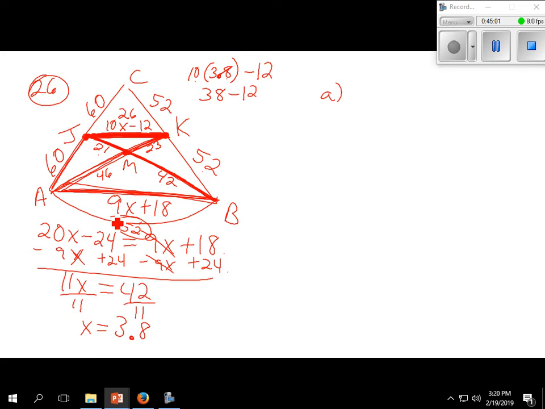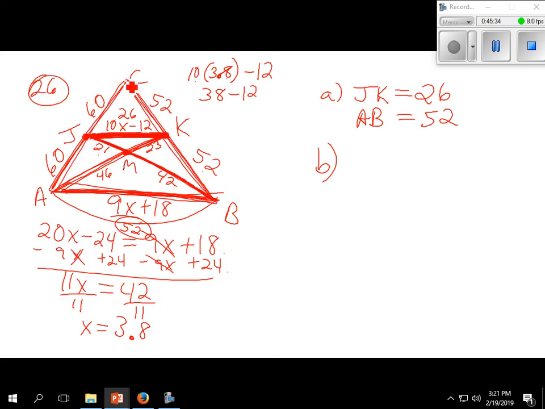Now, if we look at what they asked us to find, they said find segment JK. So for part A, JK, we just found right there, it's about 26. And segment AB is this down here, that was 52. Then part B said, find the perimeter of triangle ABC. ABC is the big triangle. ABC, that's this whole triangle.